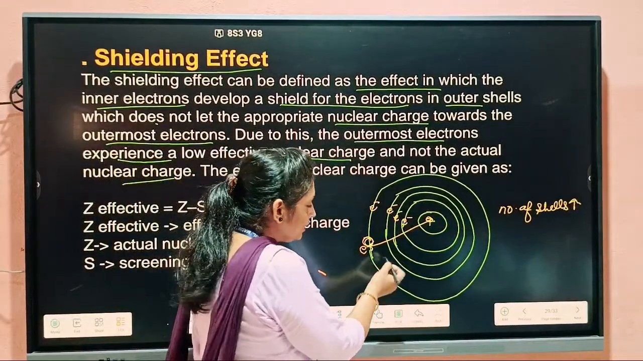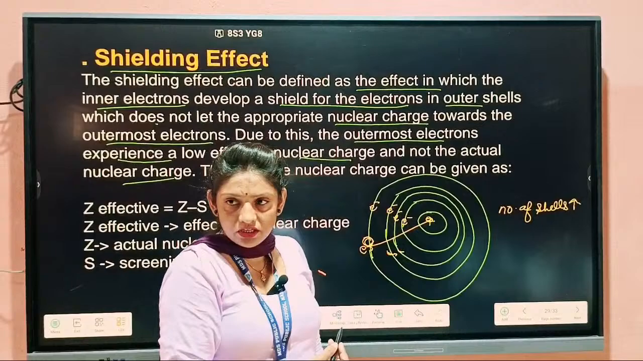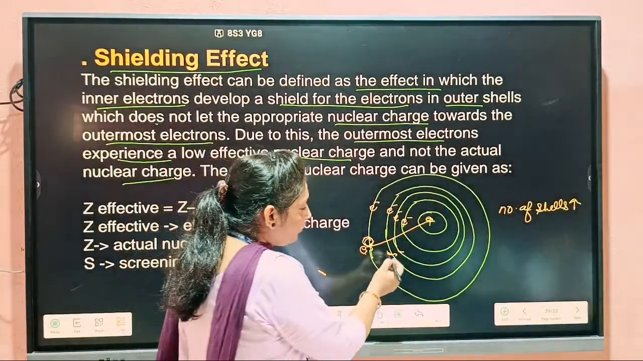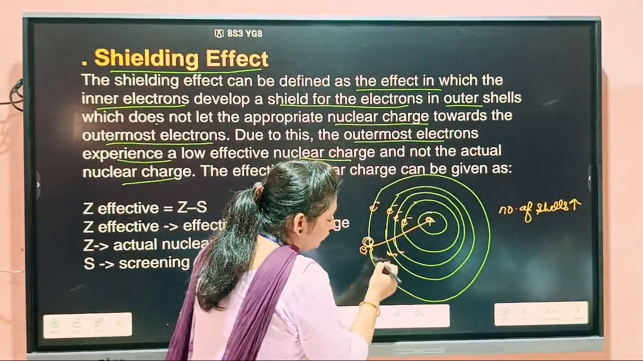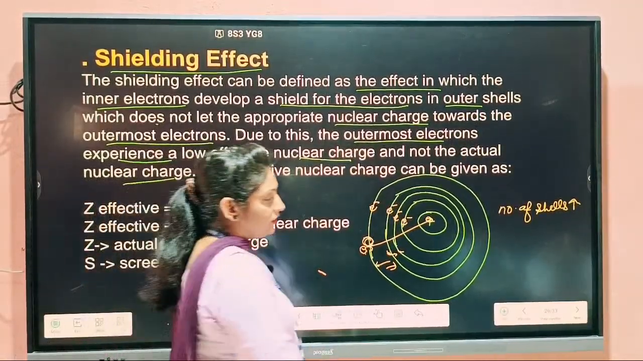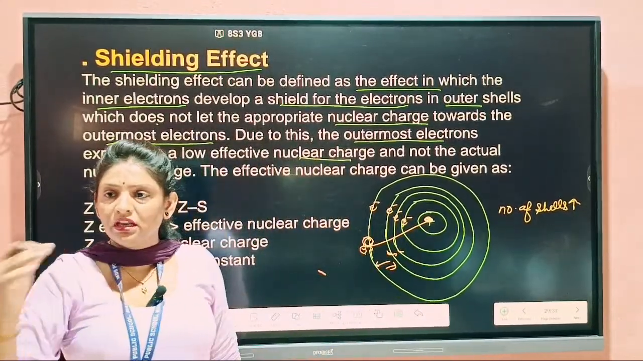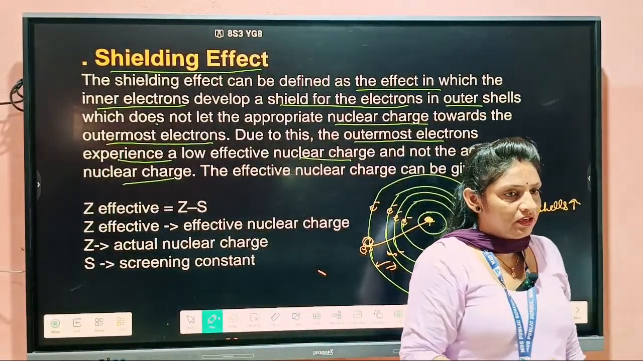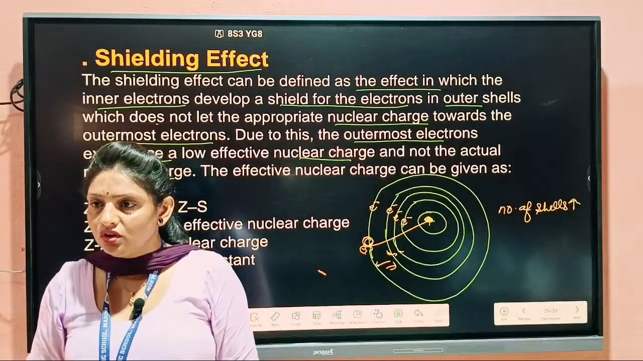electrons. But here these inner shells also have negative charge on them, and electrons are present in those shells. So they form a shield, they form a layer, because negative charges repel each other. So they decrease the effect of the nucleus on the electrons present in the outermost shell. Is it clear to you or not?